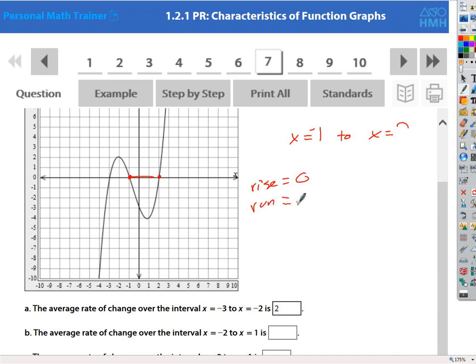What's my run? That doesn't matter, 3. But whatever it is, when I calculate my slope, I get 0 divided by some number. 0 divided by any number other than 0 is what? 0. And we should know that by looking at it because it's horizontal. Horizontal lines have 0 slope, right? Okay, make sense? So there's that one. That was the most frequently missed one.